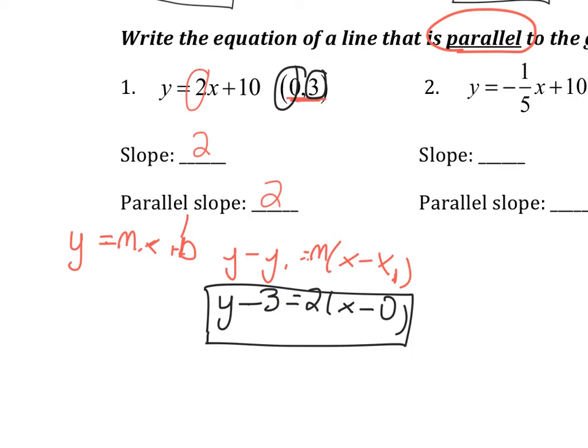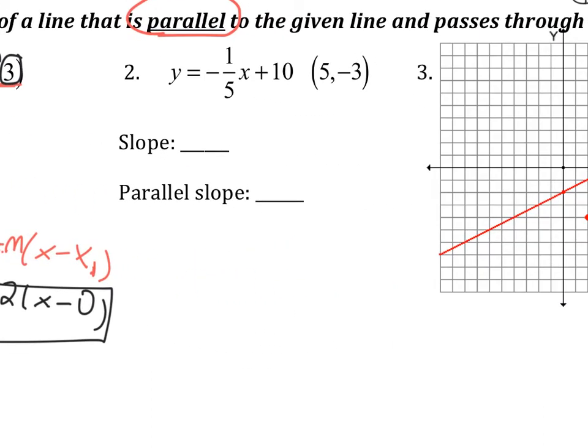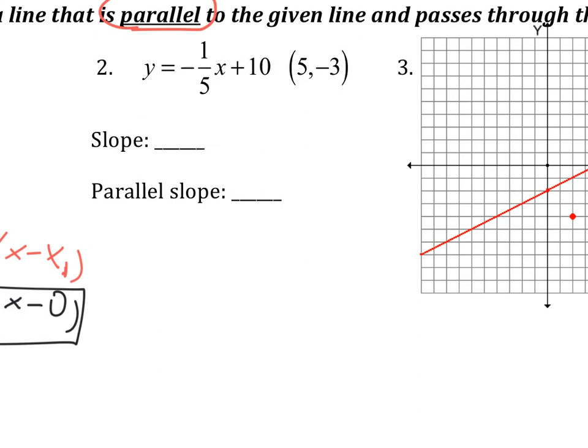Same thing on number 2. So if you take a look at number 2 now, the slope would be whatever number is in front of x, so you're negative 1 over 5. Your parallel slope then always going to be the exact same, so negative 1 over 5. And again, I would recommend using your y minus y1 is equal to, and parentheses x minus x1.